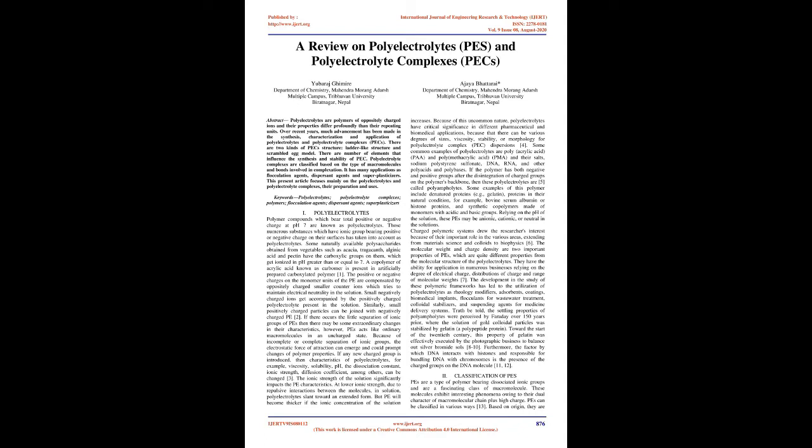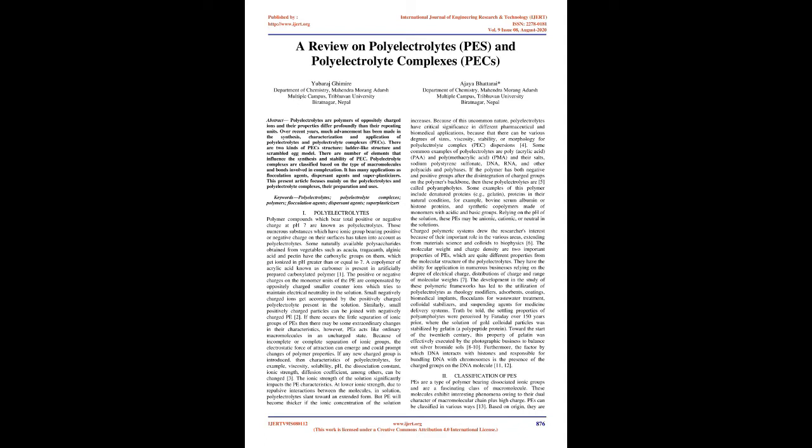Polyelectrolytes. Polymer compounds which bear total positive or negative charge at pH 7 are known as polyelectrolytes. Those numerous substances which have ionic groups bearing positive or negative charge on their surfaces are taken into account as polyelectrolytes. Some naturally available polysaccharides obtained from vegetables such as acacia, tragacanth, alginic acid, and pectin have carboxylic groups on them, which get ionized at pH greater than or equal to 7. A copolymer of acrylic acid known as carbomer is present in artificially prepared carboxylate polymer 1.